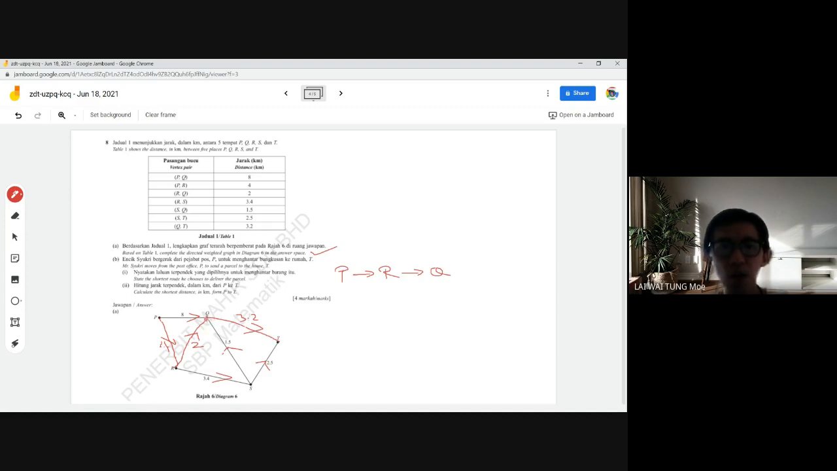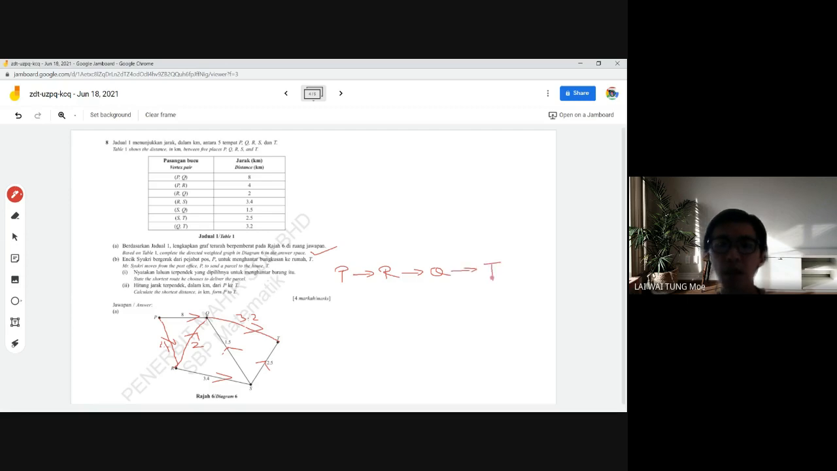But if you want to choose 1.5, don't forget from S to T, there's another 2.5. So if you take 1.5 to reach T, actually you need to take 4 km, right? But here only 3.2. I think this one is a shorter one. So I will take Q to T. So from Q to T.